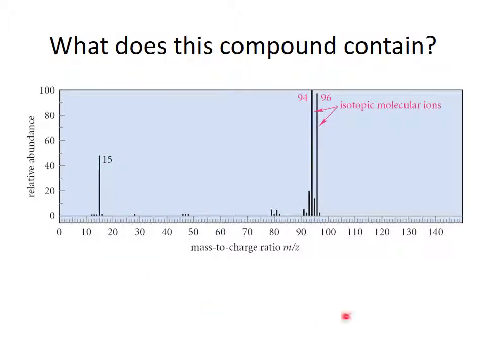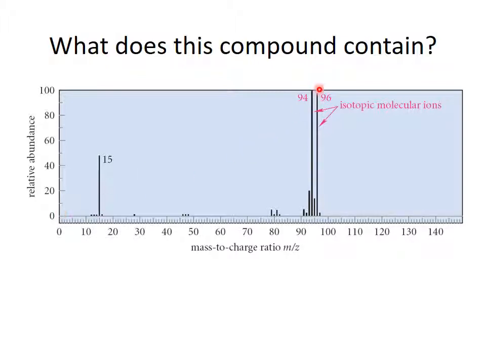All right, so if I look at this spectrum, tell me, what does this compound contain? Well, immediately you look at this and you say, oh my gosh, I see these two molecular ion peaks that are roughly equal in abundance. So that's a bromine signature. Bromine has a mass of 79 or 81. So I take the lower one, 94, and subtract out 79, and what do I get?